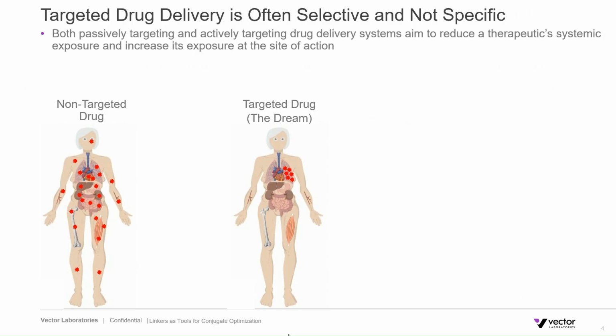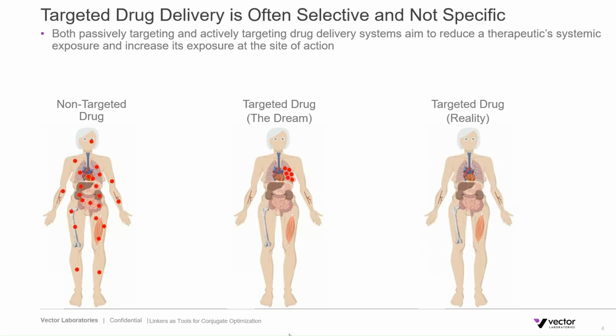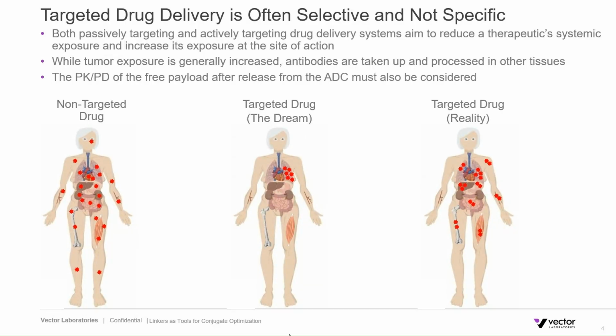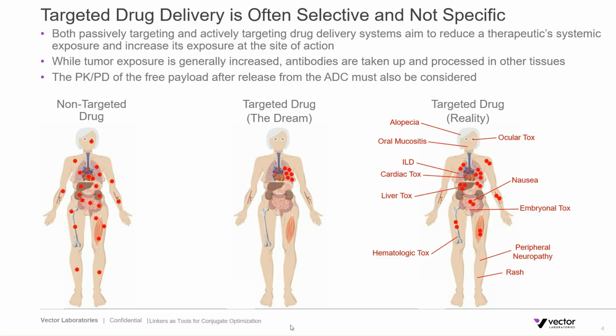However, the reality of targeted drug delivery with antibodies is a little bit different. And while tumor exposure is generally increased, antibodies are taken up and processed in other tissues. For instance, highly perfused tissues like the skin, GI tract, and muscle are very efficient at catabolizing antibodies. In addition, organs with high levels of professional phagocytes, like the liver, spleen, and marrow, are very good at processing antibodies and their associated immune complexes. In addition, the PK/PD of the free payload must be considered. It is coming off of that delivery vehicle eventually. So all of these factors can contribute to these somewhat common toxicities that are seen across the different ADC platforms.